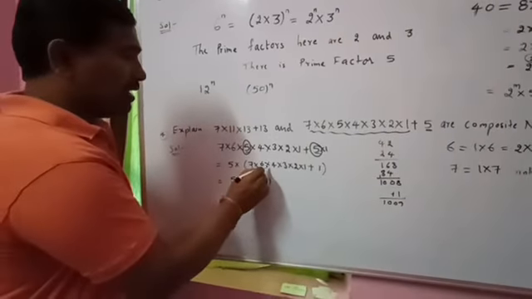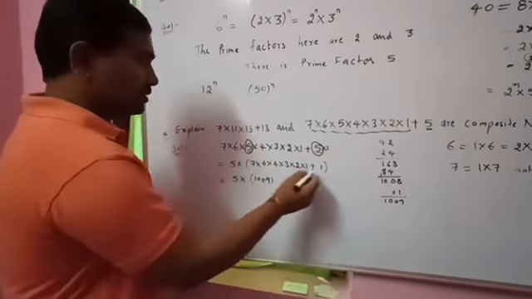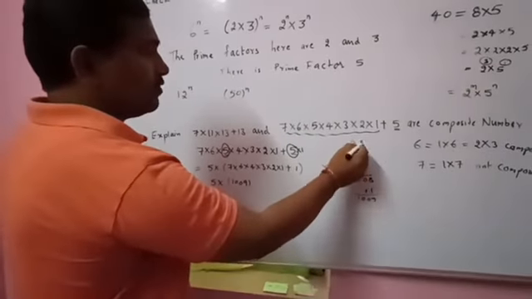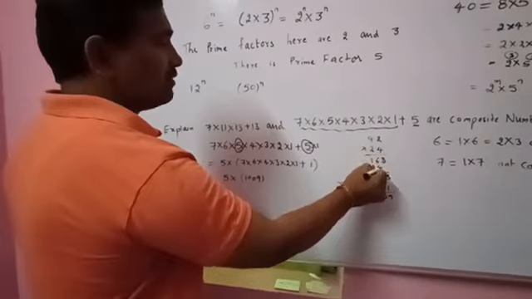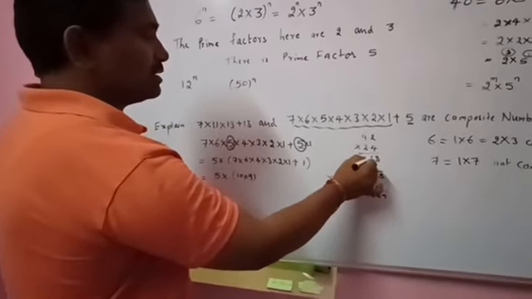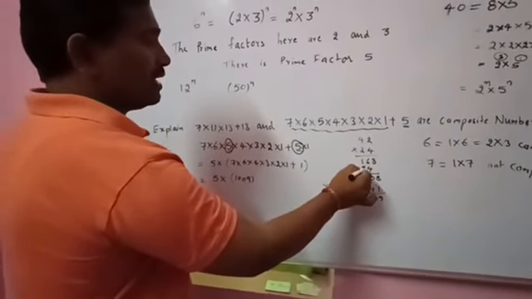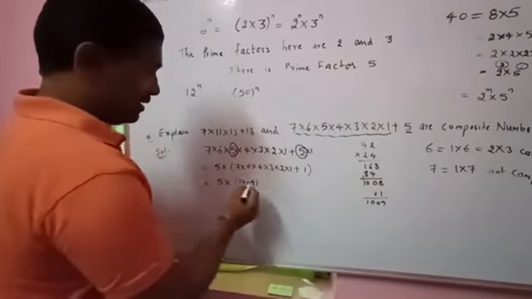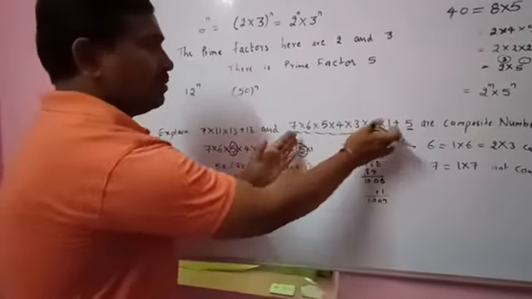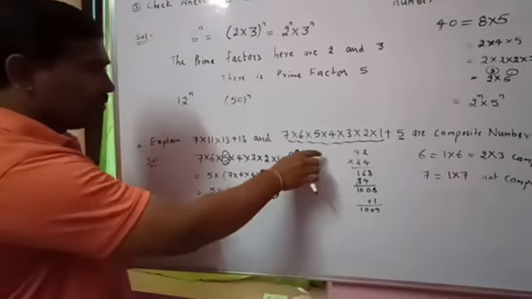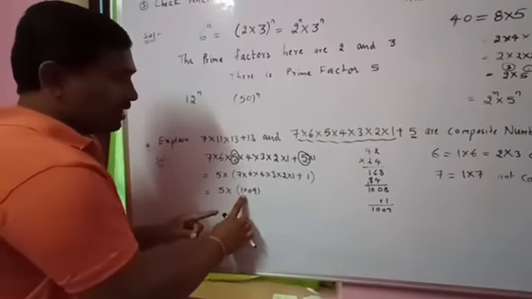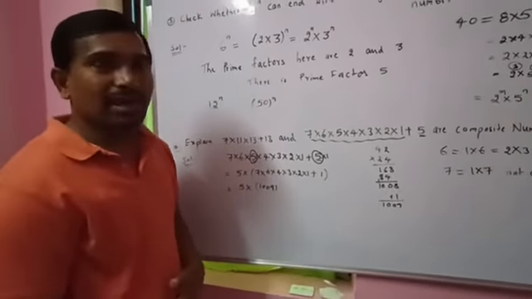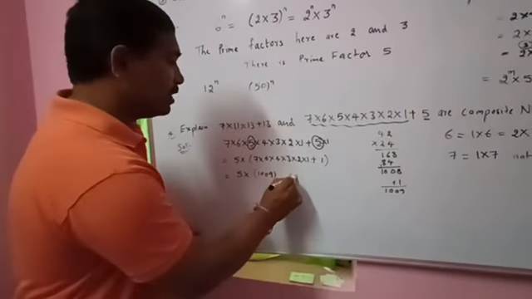So by multiplying, 7 sixes are 42. 2 threes are 6, 6 fours are 24. 42 into 24: multiply, 4 twos are 8, 4 fours are 16, 2 twos are 4, 2 fours are 8. 8, 6 plus 4 is 10, 0, 1. 1 plus 8, 9, 9 plus 1, 10. 1 0 0 8 plus 1, by adding 1, 1 0 0 9. So by simplifying, we got that this number is a product of 5 into 1009. So this number has two factors, 5 and 1009. So this is a composite number.